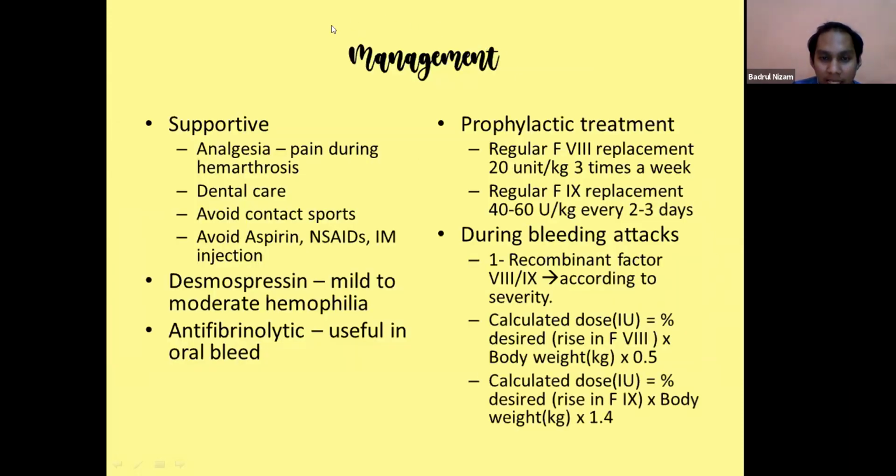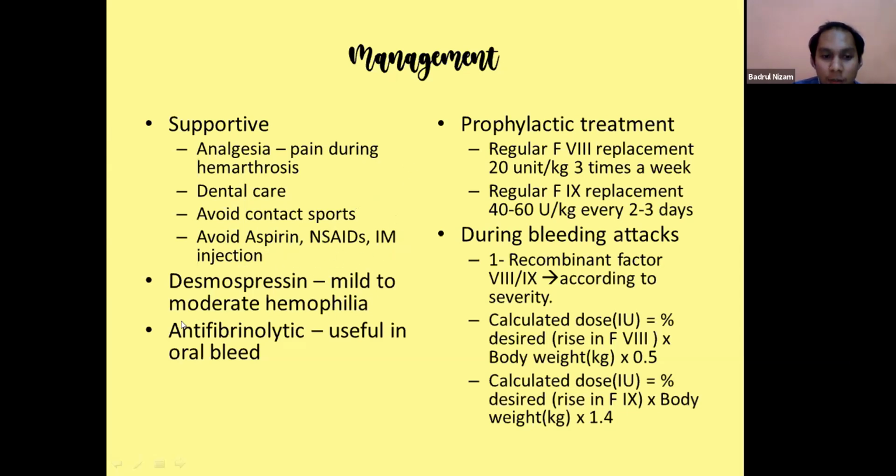So what is the management of hemophilia? We can give supportive treatment, which consists of analgesia because of the pain and swollen joint, and then more towards prevention, such as appropriate dental care, avoiding contact sports, and avoiding drugs that can increase bleeding, such as aspirin, NSAIDs, and anticoagulants, and avoiding IM injection because they are prone to bleeding.